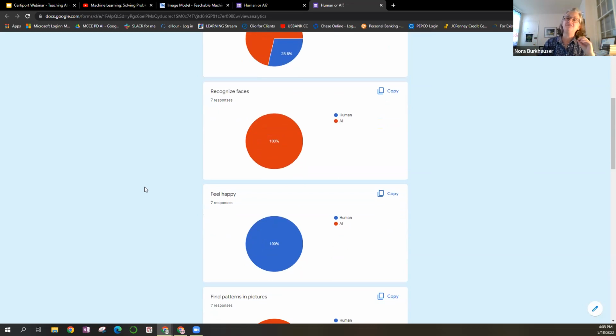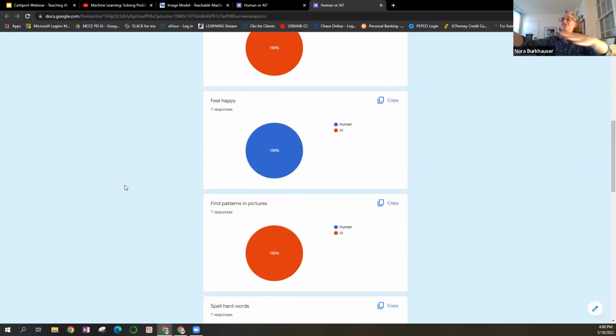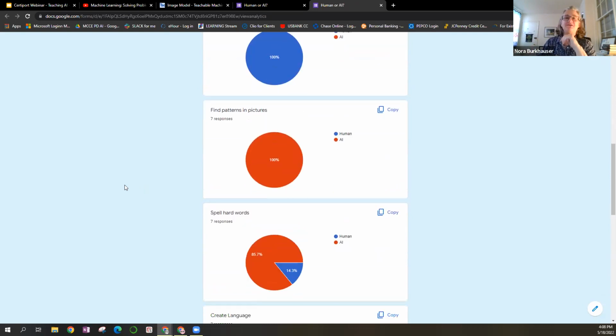Recognize faces, AI. And it's interesting, that's a controversial thing too, facial recognition. And I'm surprised everybody picked AI because there have been issues in the news recently about facial recognition. And this one always makes me feel happy when people choose that humans are better at feeling happy than AI. Interesting, okay. Oh, good, finding patterns in pictures.